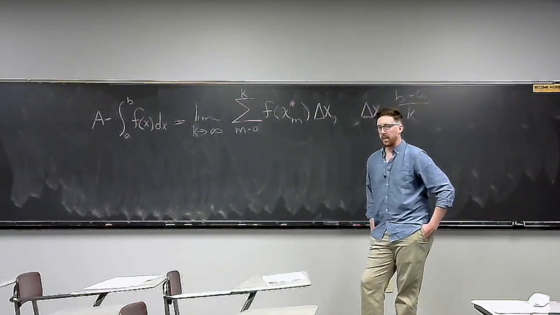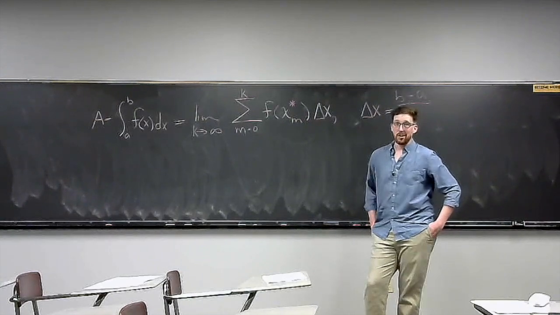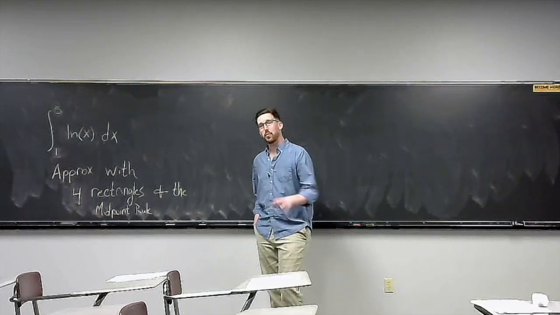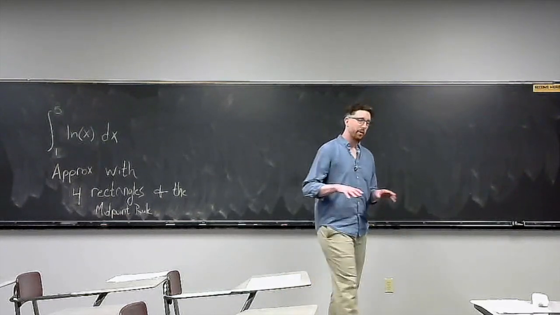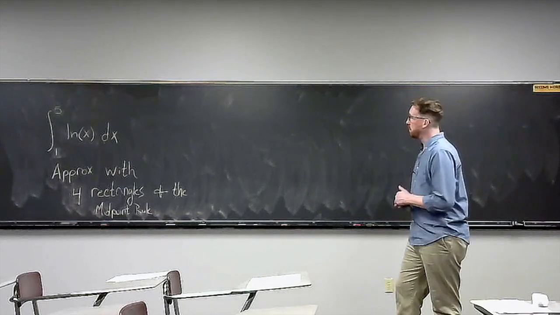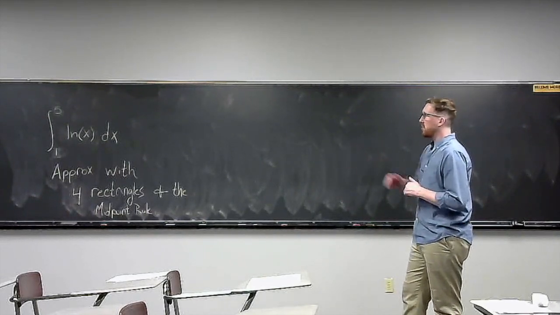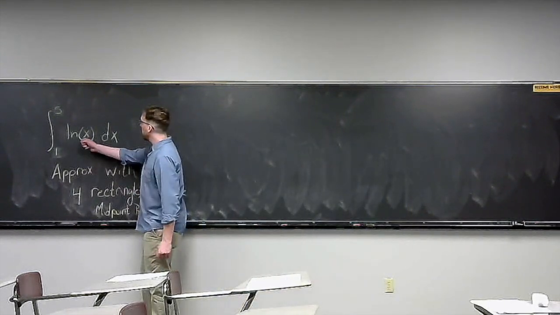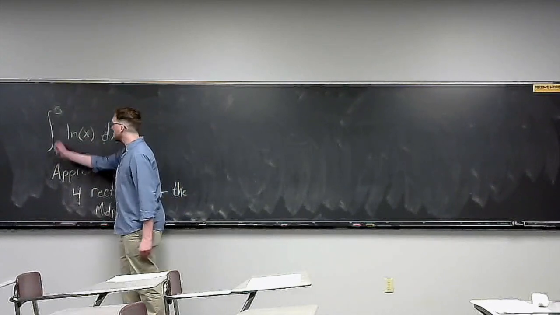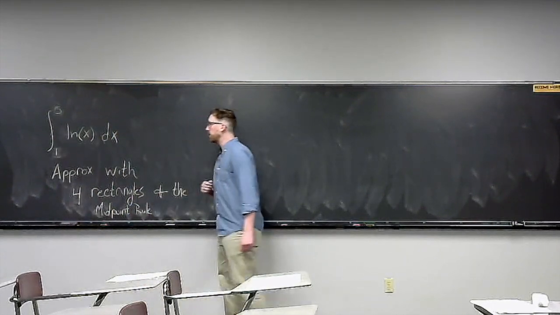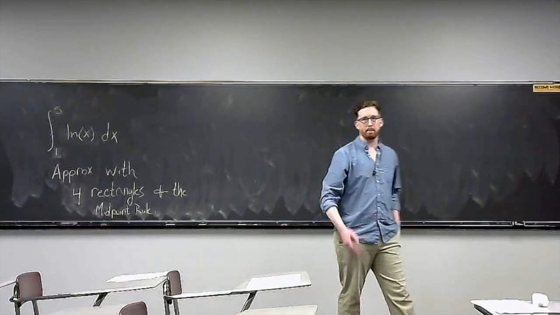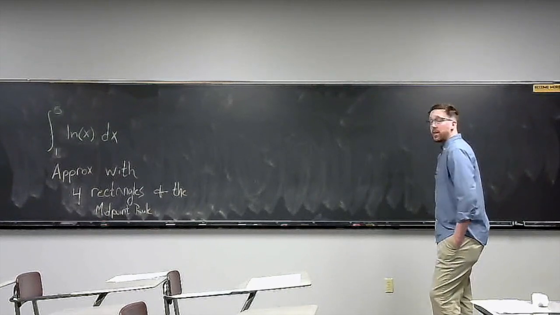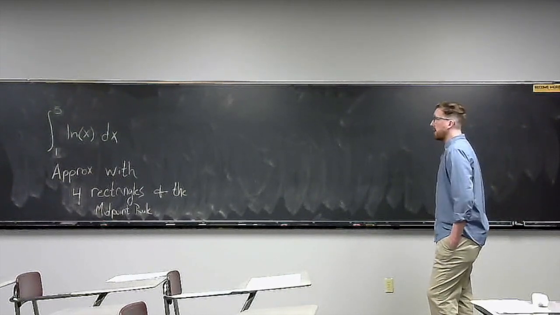What else did I want to say about that? That was all. Now we're going to go to some examples. Cool. Okay, so for our one and only example for this video, what we want to do is approximate the area under the natural log of x from 1 to 5 with respect to x. We want to approximate that area, and we want to do that using 4 rectangles in the midpoint rule. Okay?